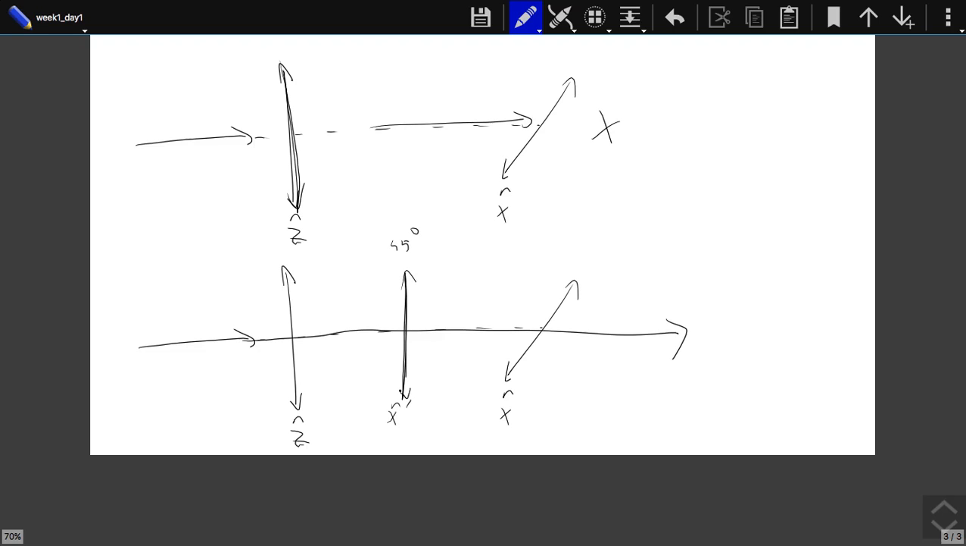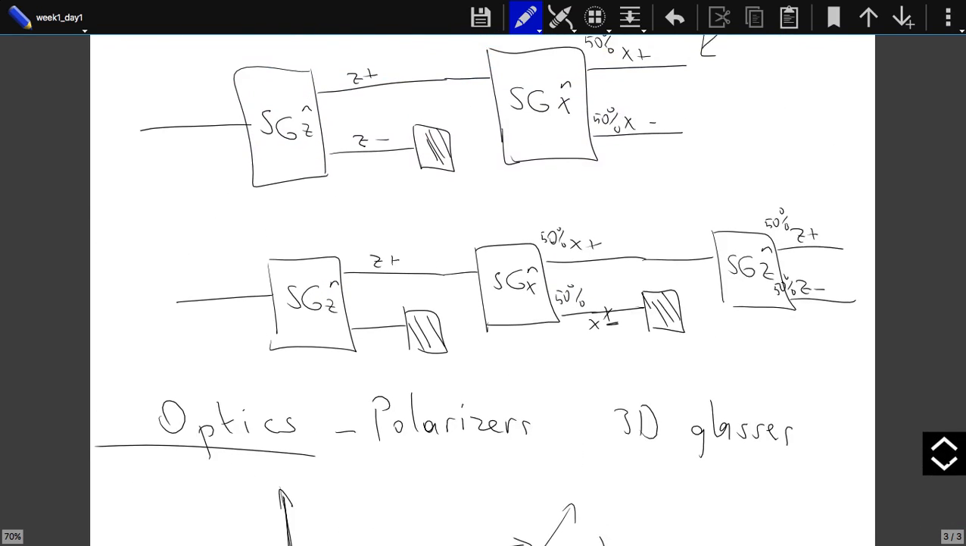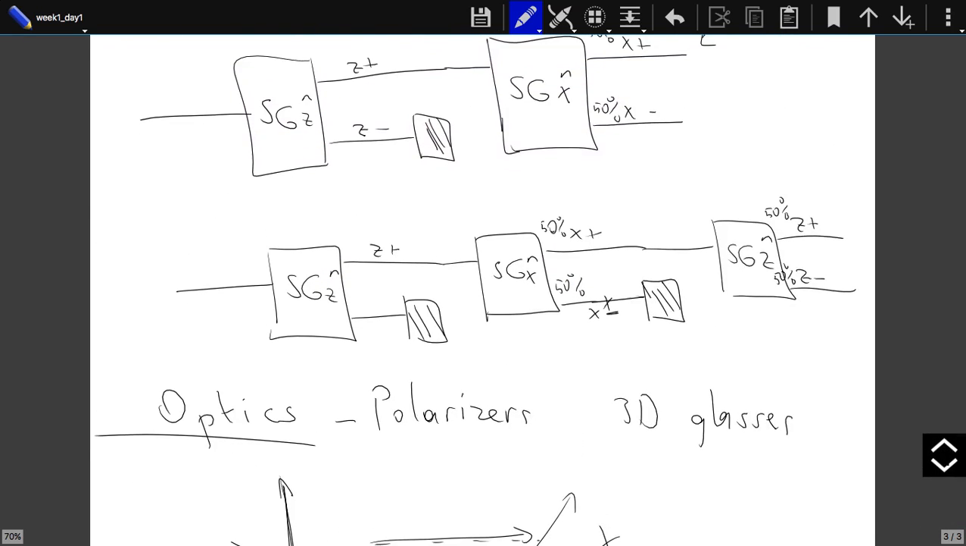But the second filter, at 45 degrees, essentially kind of regenerates it, so that there is some light passing through the third filter. Well, just like over here.